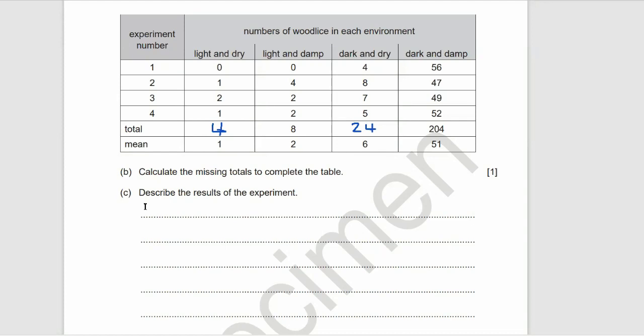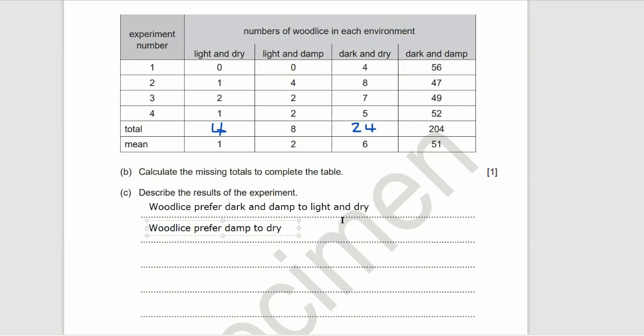So let's look at light and dry. We can look at the totals, and we can see that the woodlice prefer the dark and the damp to light and dry. So we can see that straight away. They prefer it dark, they prefer it damp. And then we can get specific. We can compare dry and wet. So we can say woodlice prefer damp to dry.